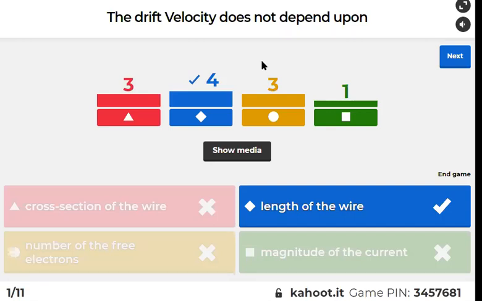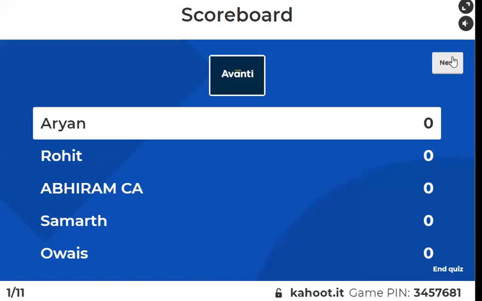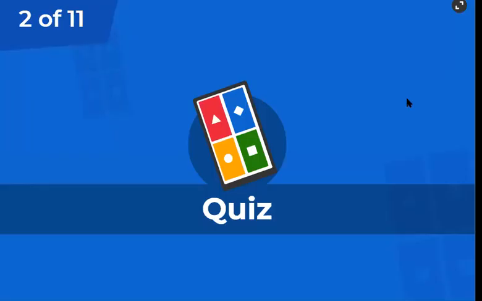Okay, very good. Length of the wire, yes or no? That is a basic formula, right? That is a basic formula, right? Okay? Next. OS also made this mistake.